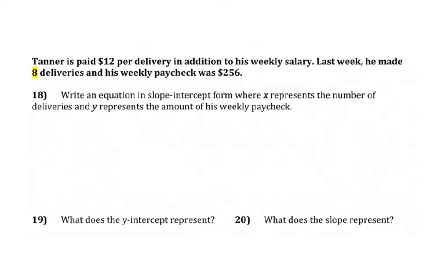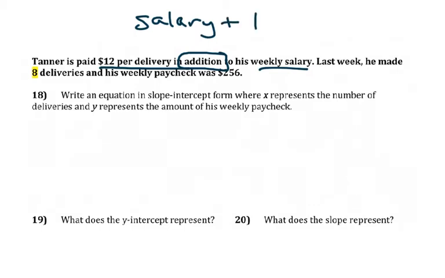Looking at our story problem, it says Tanner is paid $12 per delivery in addition to his weekly salary. So he gets a salary plus he gets $12 for every delivery that he makes. So $12 for one delivery, 12 plus 12 for two deliveries, 12 plus 12 plus 12 for three deliveries, and so on. So he gets $12 for every delivery.